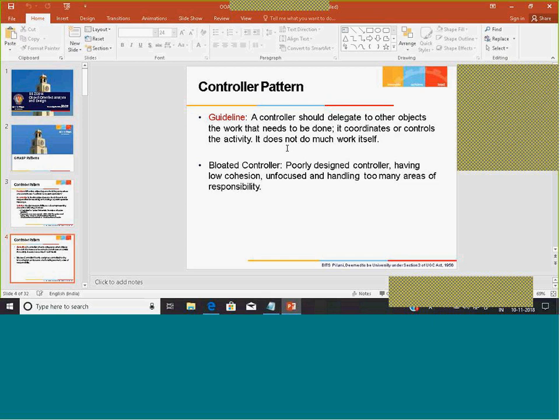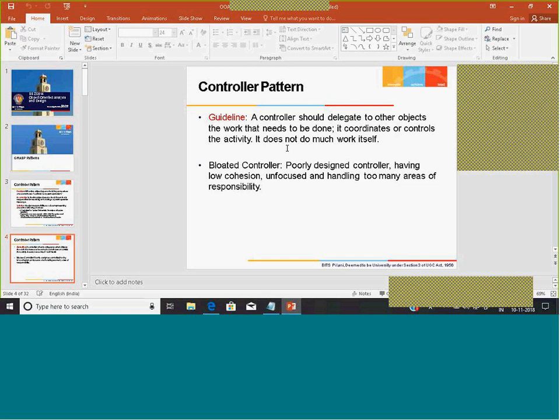So this is one very important concept. The controller should not do the tasks on its own. The controller is to be designed in a manner that it only delegates the tasks to the other objects. And if a controller is designed in a way that it does not delegate the tasks and keeps on doing all the tasks on its own, it is called a bloated controller. A bloated controller is a poorly designed controller having low cohesion, unfocused, and handling too many areas of responsibility.